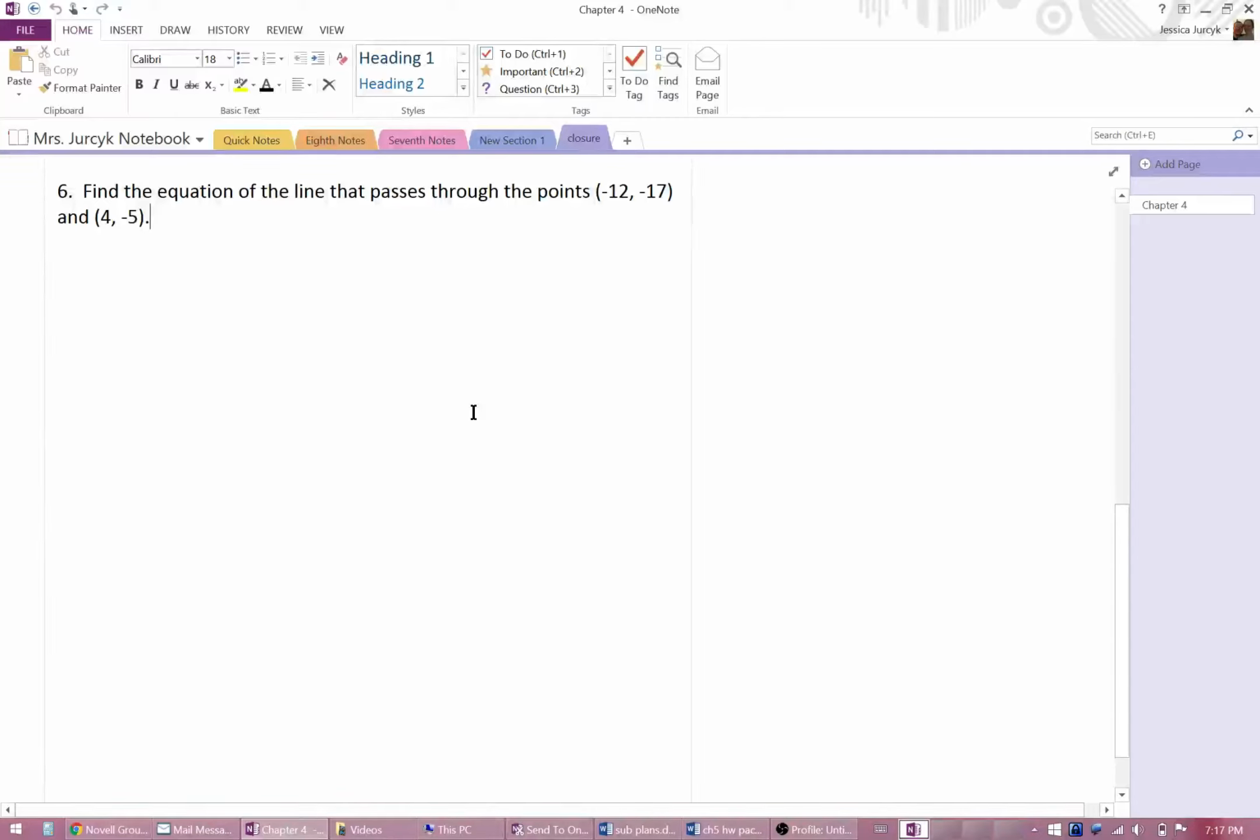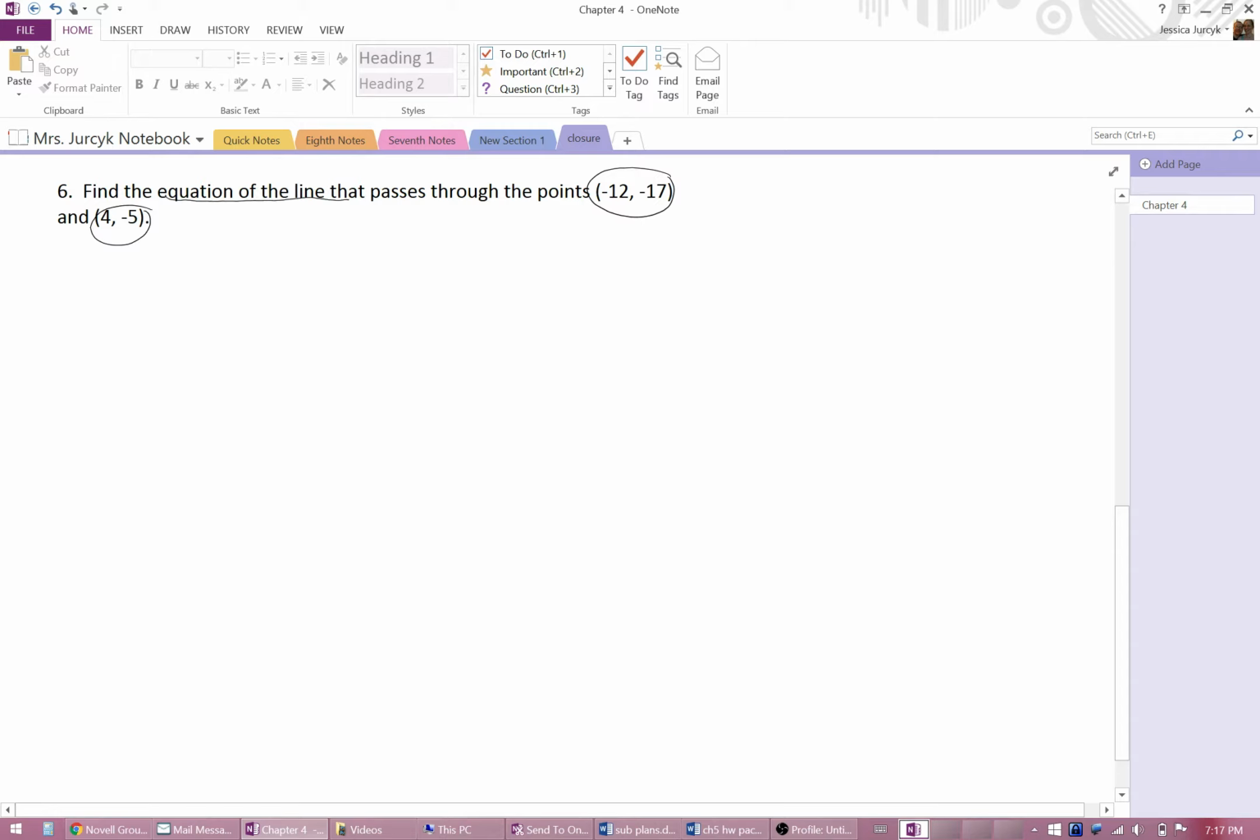This is closure for chapter 4, number 6. Find the equation of the line that passes through the points (-12, -17) and (4, -5).